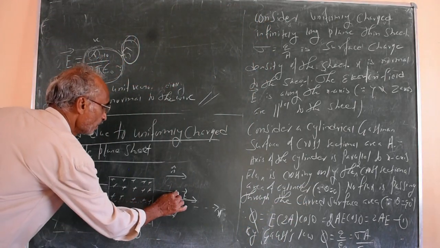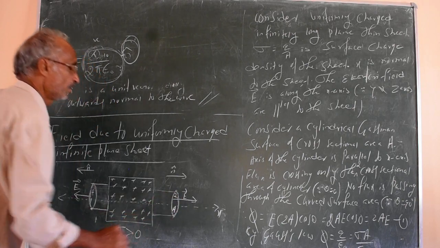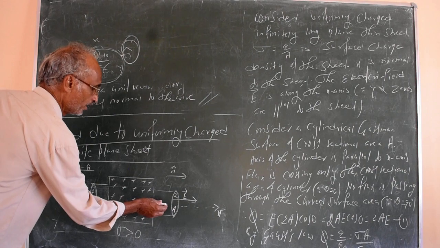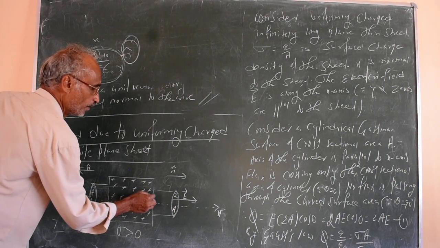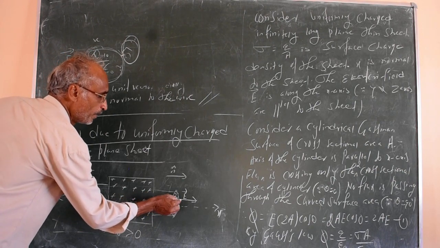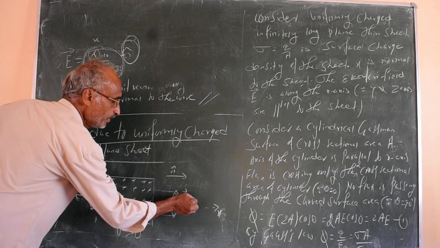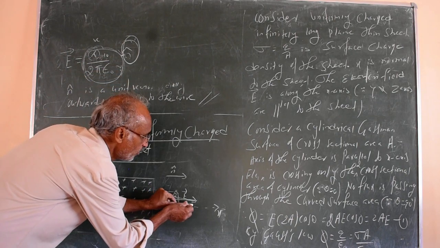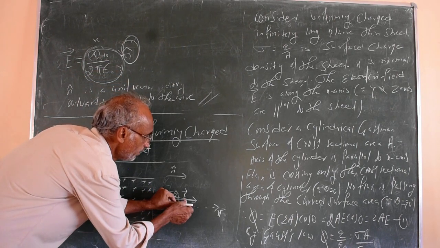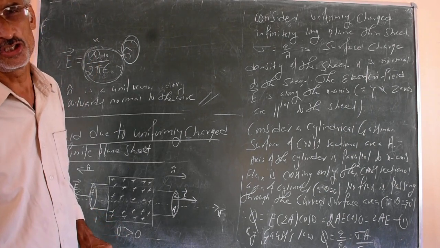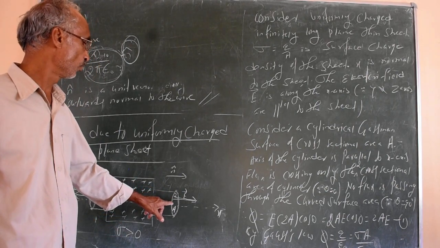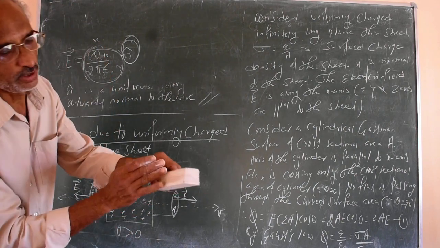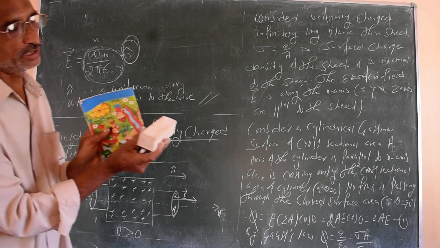Now look here. This is the cylindrical cross-sectional area, and it is perpendicular to the direction of the field. For this cross-sectional area, a normal is drawn. Then what is the angle between the normal and E bar? It is 0. Therefore, the flux is passing through the cross-sectional area. What about the flux through the curved surface area of the Gaussian cylindrical surface?